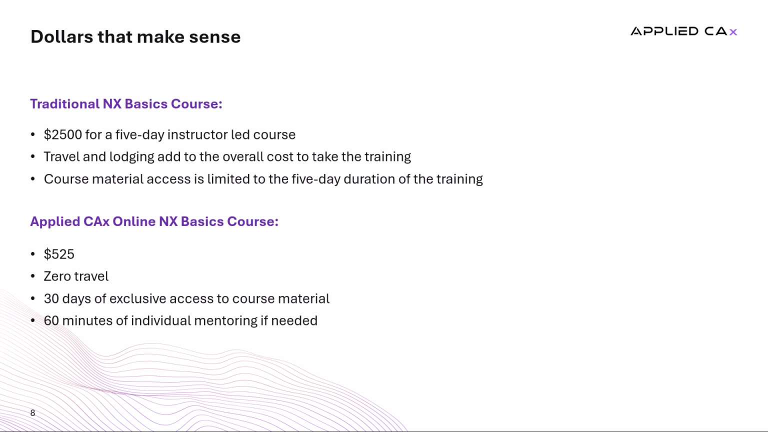One more thing that we fixed was the price. A traditional 5-day course usually runs about $2,500. If it's in person at a non-local training facility, travel and lodging will drive that cost even higher. We didn't want cost to be a barrier to learning, so for $525, students get 30 days of exclusive online access to the course material and 60 minutes of individual mentoring if needed. That's right around what it would cost for 1 day of traditional in-person training.